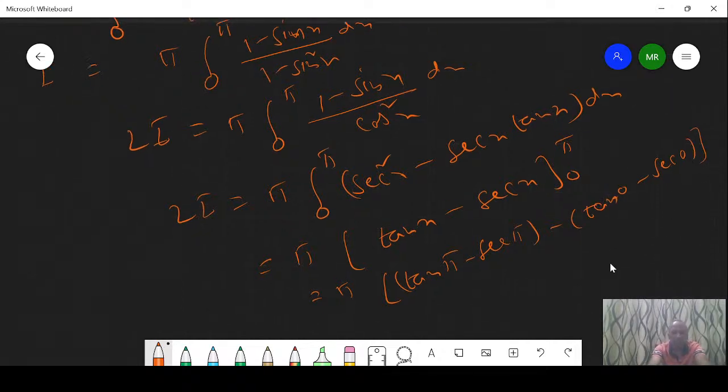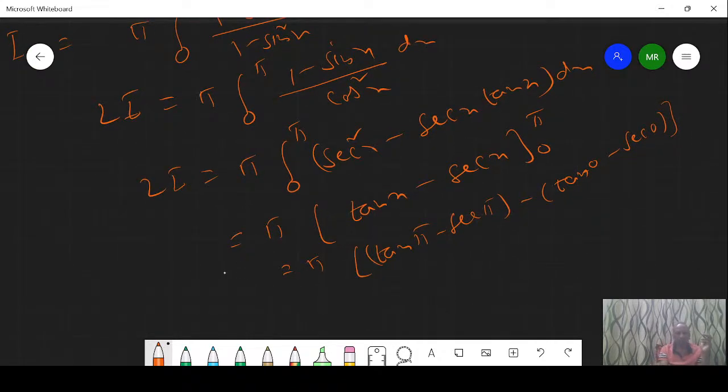Correct? Is it clear? Now I can write this is pi into tan 180 degrees, 0, minus secant 180, minus 1, I get secant pi is minus 1, correct, minus tan 0, 0, minus minus plus secant 0 is 1. So you can get here minus 1 plus 1, this will be 2 pi. You got 2I is equal to 2 pi, then I is equal to pi, your answer is pi. That will be your answer. I is equal to pi.